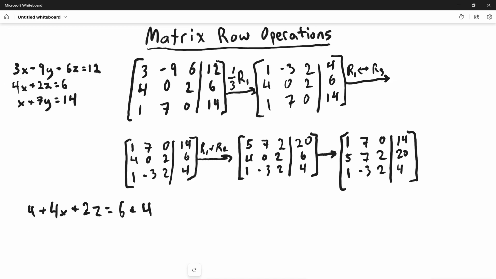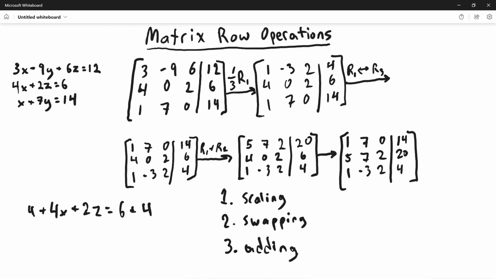So I'm just going to write all the row operations here for you to reference easier. One is scaling, which remember is just multiplying a row by a scalar value. 2 is swapping, which is just reordering the rows. And 3 is adding, where you can add two rows together.